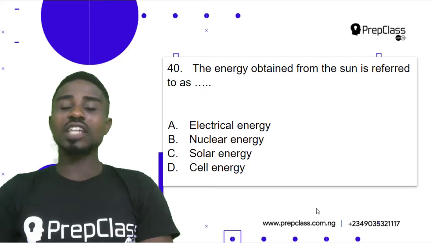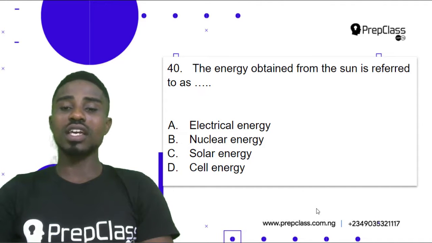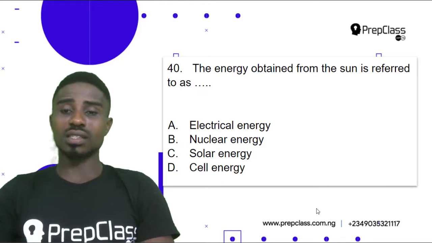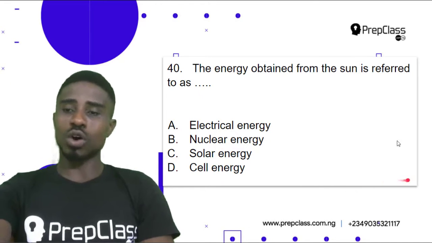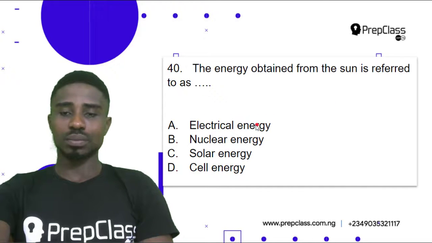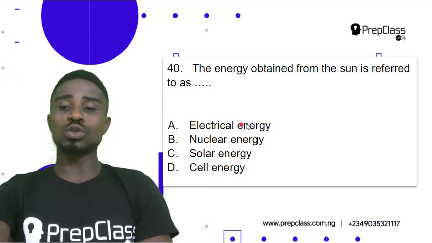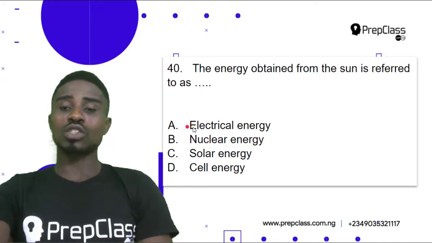Question 40. The energy obtained from the sun is referred to as A. Electrical energy, B. Nuclear energy, C. Solar energy, D. Cell energy. For us to carefully select the correct answer, we would analyze all of the options and see which one best answers our question. Now, the energy from the sun is not called electrical energy, option A, because electrical energy is the energy as a result of the flow of electrons through metallic materials. So this is not our correct answer. Nuclear energy is the energy surrounding the nucleus of an atom, and it is not from the sun. Option B also is not our correct answer.